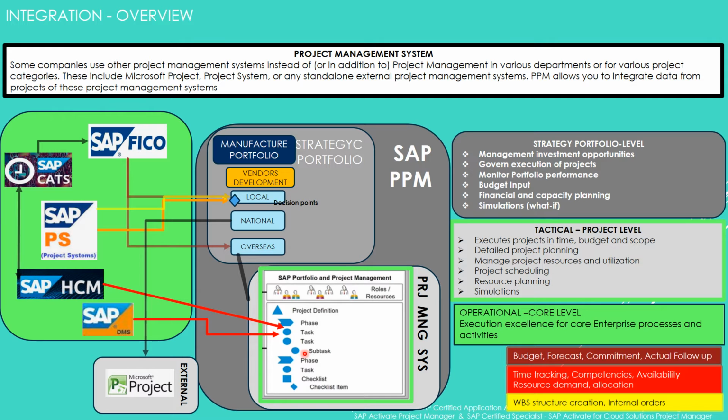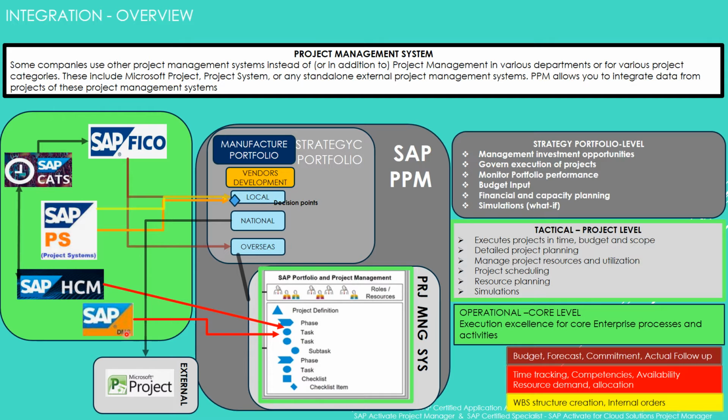Now, in this lesson, we will learn the way we can integrate SAP PPM with other functionality. As you can see here in this image, we can integrate SAP FICO functionality with strategic portfolio, and we can integrate SAP project system again with strategic portfolio or CATS or SAP DMS, part of SAP software.